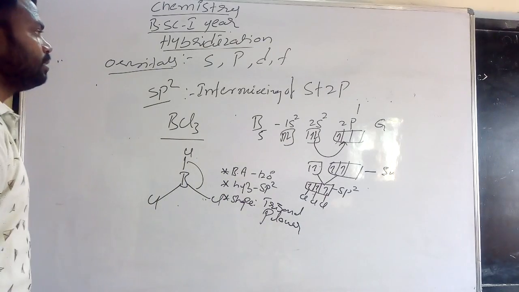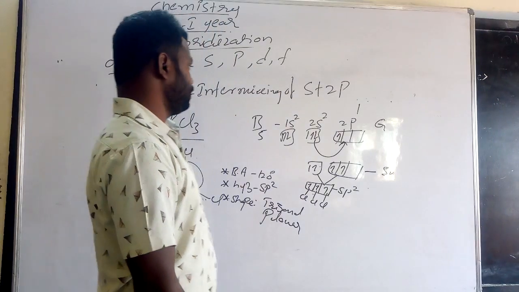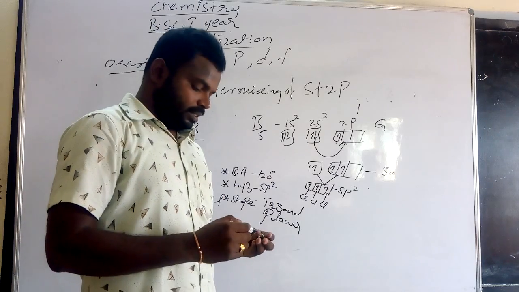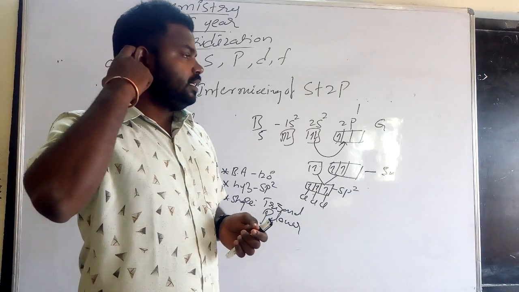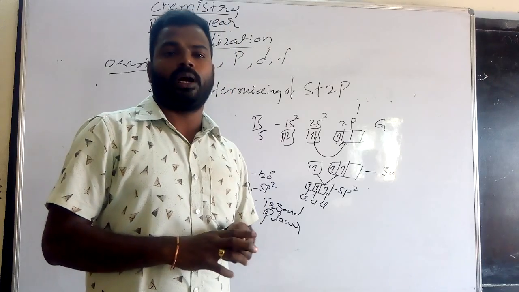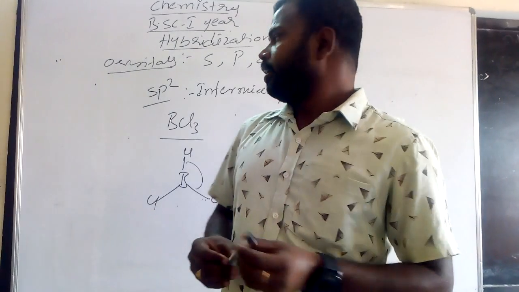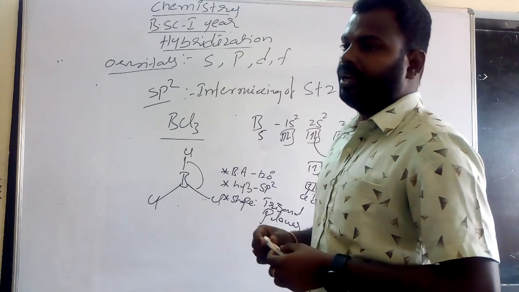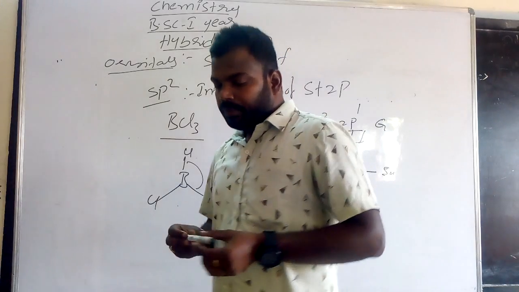So again I repeat, sp2 hybridization: intermixing of one s orbital and two p orbitals, combined to give new equivalent hybrid orbitals. These types of hybrid orbitals are known as sp2 hybrid orbitals. This process is known as sp2 hybridization. We take an example, boron trichloride. Every boron atom reacts with three chlorines, so the center atom is boron. Boron electronic configuration 1s2, 2s2, 2p1.